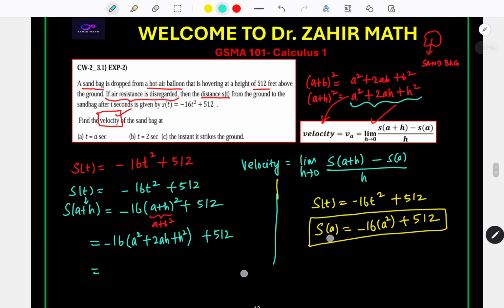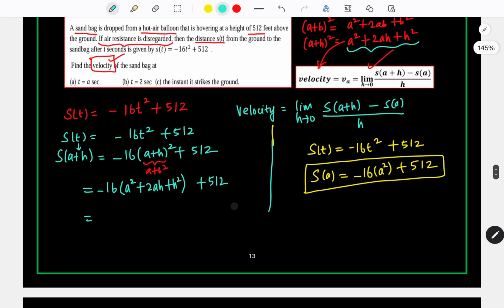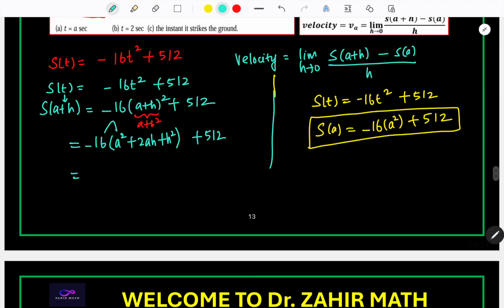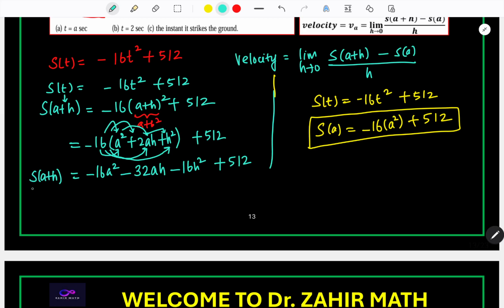So just take inside, which is minus 16a square. Minus 16 into 2 is 32ah. And take this in, here, which is minus 16h square plus 512. Again, I'll explain. I take this minus 16a square, minus 16 into 2, 32ah, minus 16 into h square, minus 16h square plus 512. This is your s of a plus h.